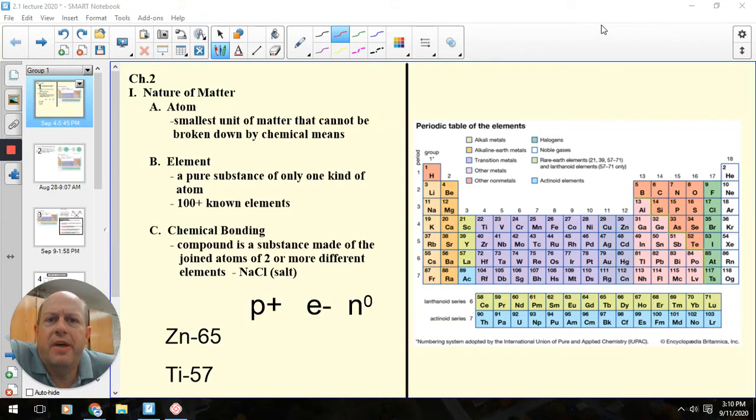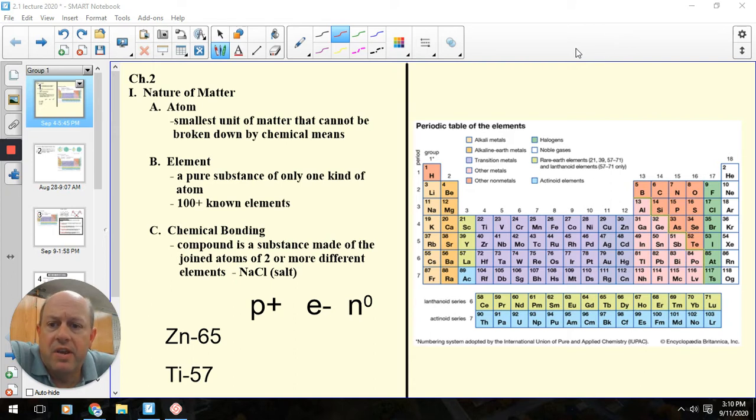We're going to talk a little bit about atomic structure and some basic chemical bonding today. First, we'll talk about the nature of matter and atomic structure. The atom is the smallest unit of matter that we can't really break down any smaller without losing the properties of that element. So if we had an iron atom, we can get smaller than that, but if we do, we no longer have the properties of iron. So the atom is as small as we go.